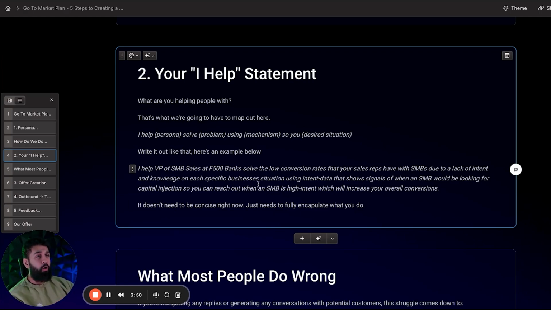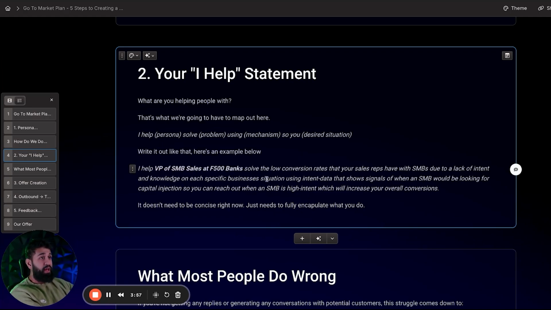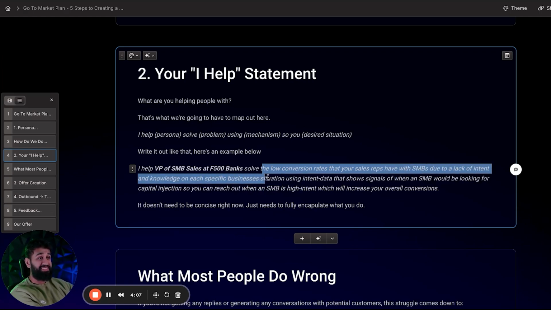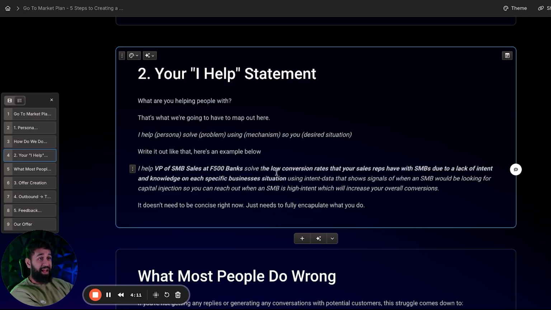So I help, and then the persona is VP of SMB at Fortune 500 banks, right? I'll bold that, okay? And then what did I help them do? They solve problems. What's the problem? The low conversion rates that your sales reps have with SMBs due to a lack of intent and knowledge on specific businesses' situation, right? So that's the problem.